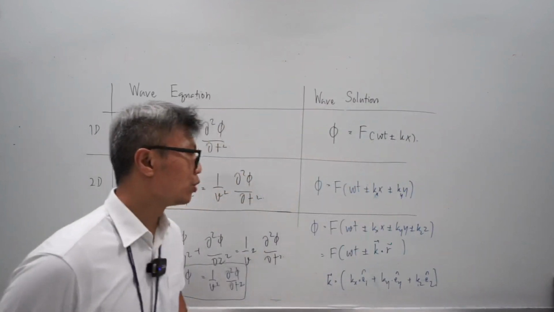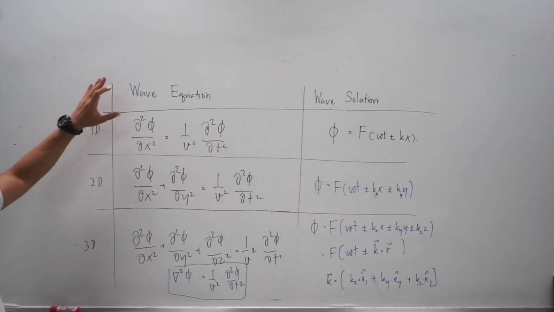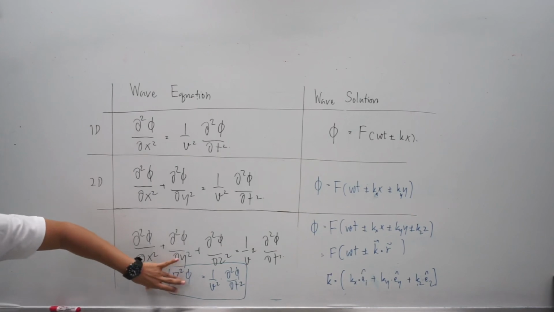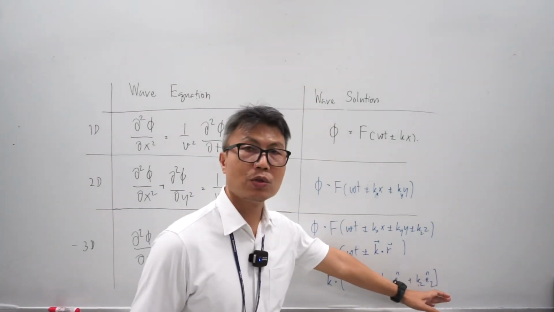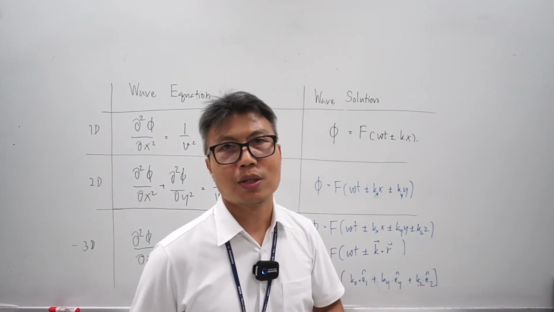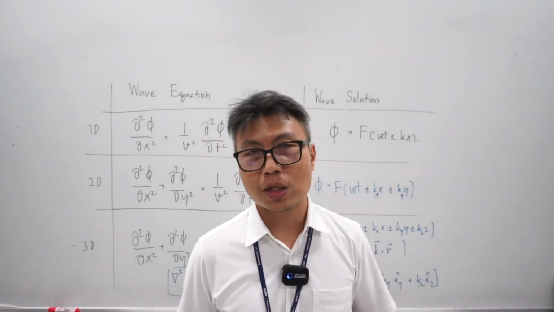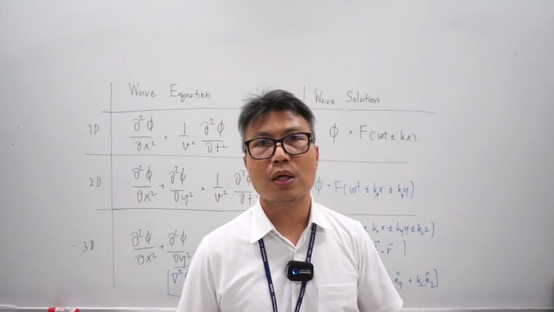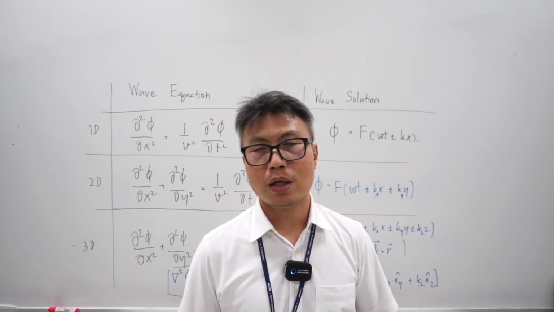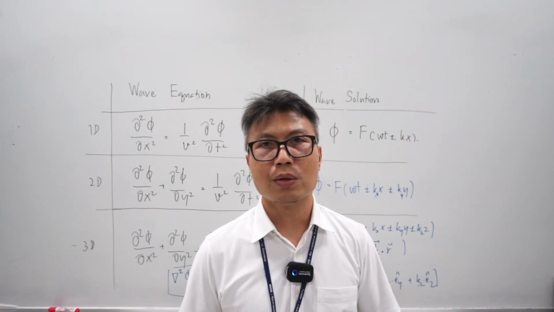So now you know the general form of the wave equation and also the general form of the wave solution, right? So the next step, we try to show that the electric field and the magnetic field appear as waves. Let's go back to Maxwell's equations.